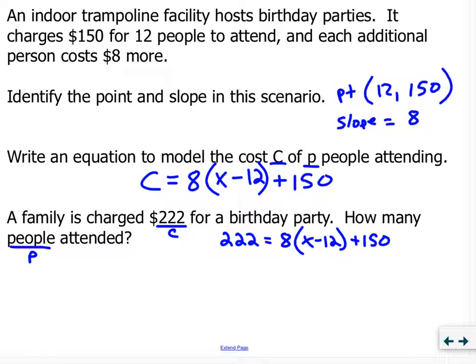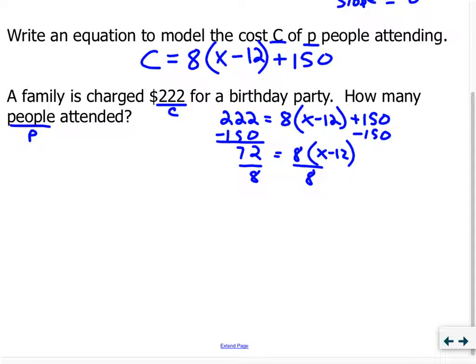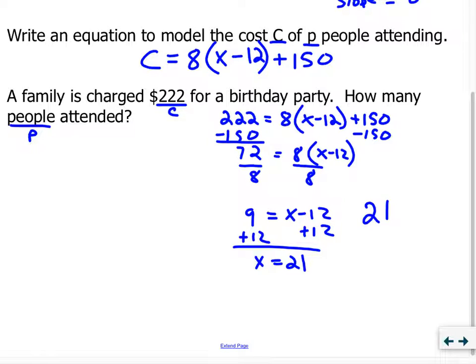So to solve that, I'm going to undo it. So let me subtract 150 from both sides. So I get 72 there. So 72 equals 8 times X minus 12. I'm going to undo, so I'm going to divide both sides by 8. I'm going to need a little more room on my page, I think. 72 divided by 8 is 9. Let's undo, add 12. I get X equals 21. So 21 people attended this party.